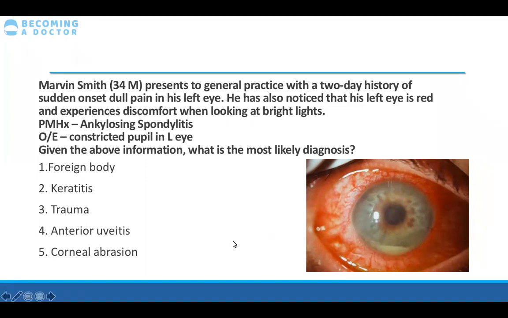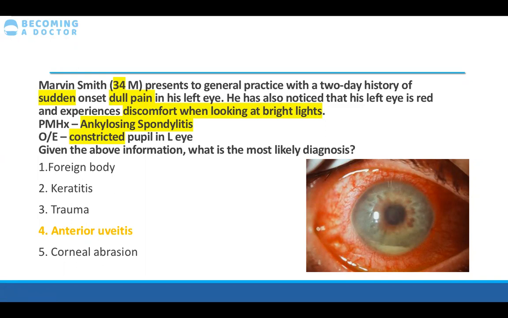So I have to say, you guys are doing a fantastic job. We got anterior uveitis as the votes with 100% of votes, and that is the correct answer. But let's just discuss a little bit about why it is.